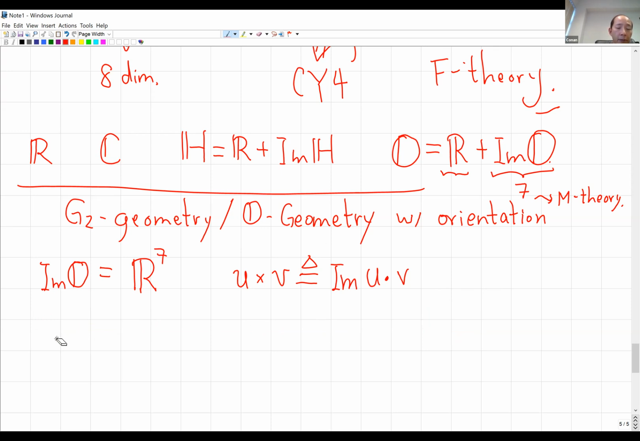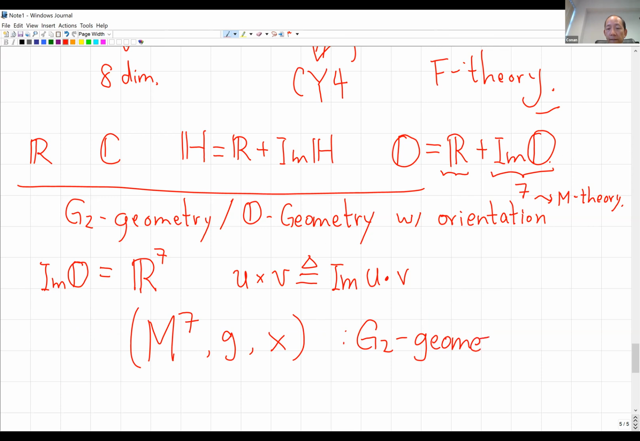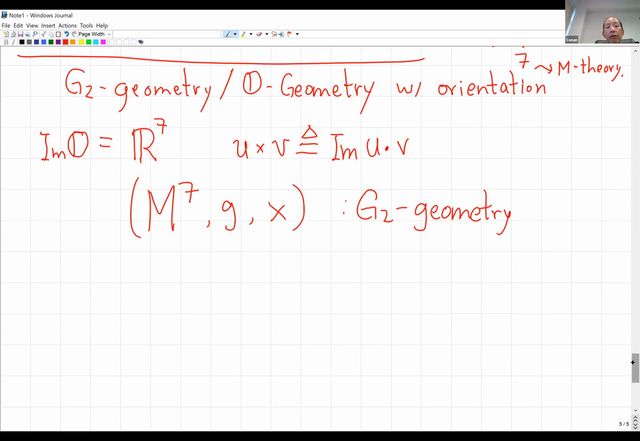So a 7-dimensional Riemannian manifold with this product structure on each tangent space is the definition of a G2 geometry. You can say the same thing in 8 dimensions, but the product is slightly more complicated. That is the octonion structure. But let me say again, how is this related to Calabi-Yau 3 now?